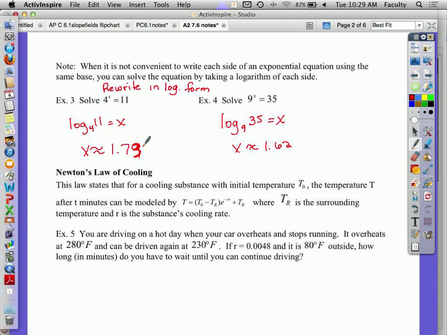All right, Newton's law of cooling. This is actually some calculus concepts that we are going to lay the foundation for. It says, Newton's law of cooling. This law states that for a cooling substance with initial temperature T sub 0, the temperature capital T after t minutes can be modeled by this formula, where T sub R is the surrounding temperature and R is the substance cooling rate.